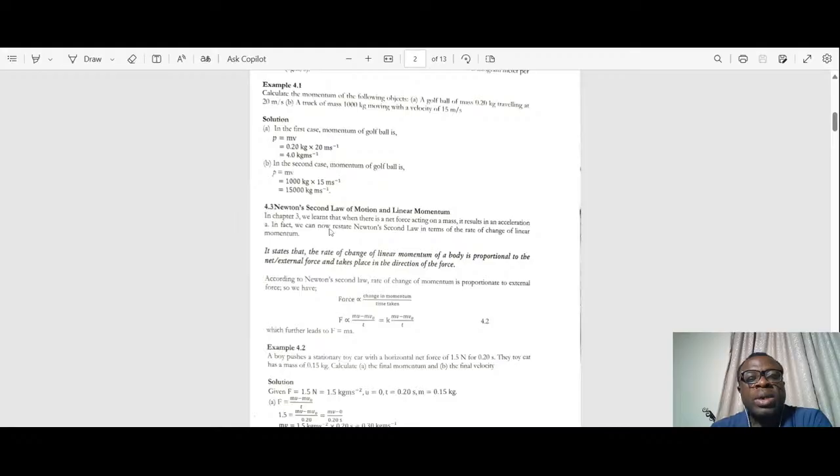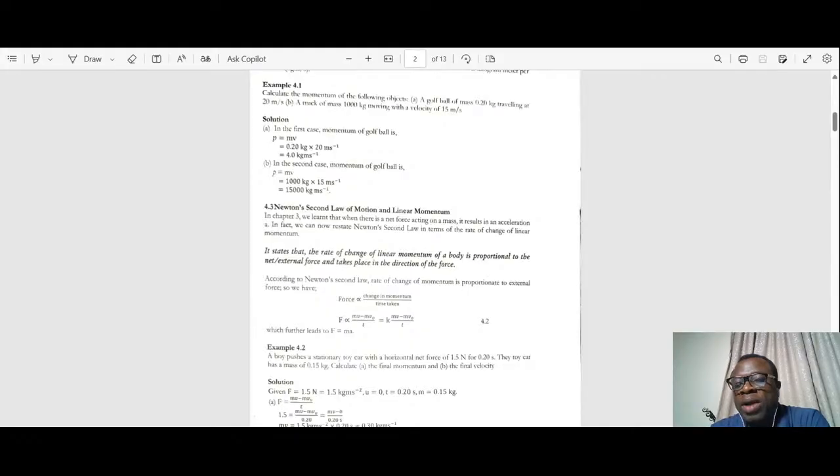And in 4.3 you have Newton's second law of motion and linear momentum. We have explained this. Okay, somebody said maybe you can be reading the questions slowly for us.